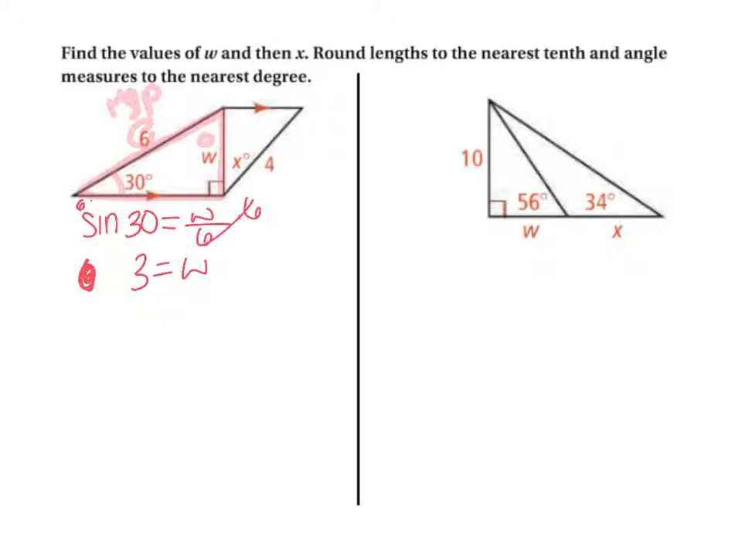Now let's try finding that other triangle. So I'm going to change it over. I'm going to look at this triangle now. And I just figured out W was 3, so I get to use that in this problem.